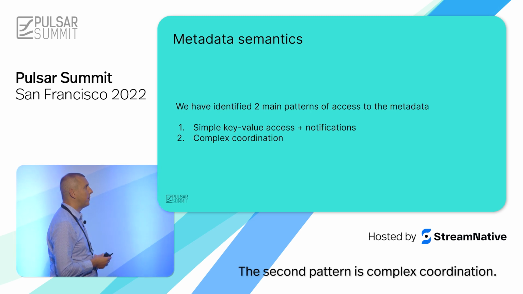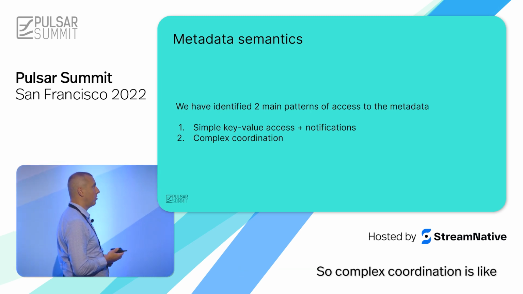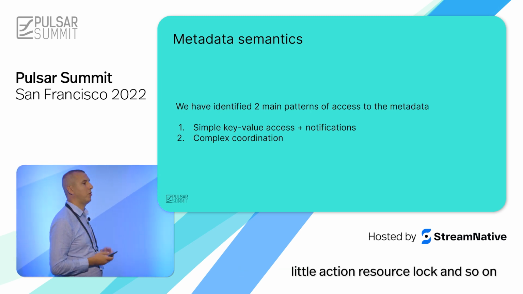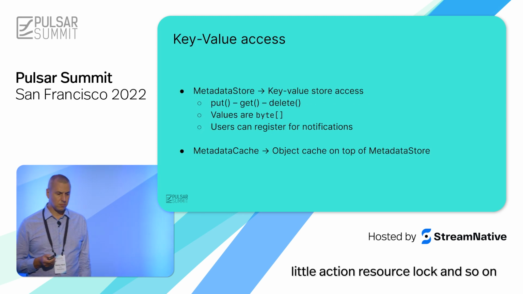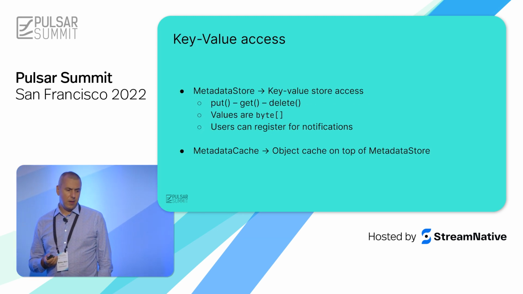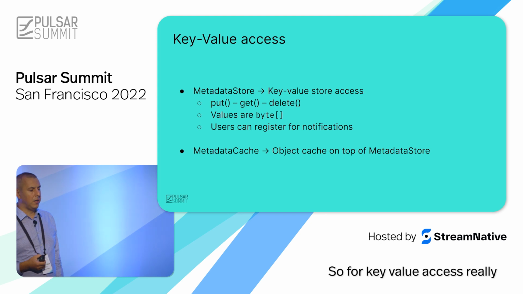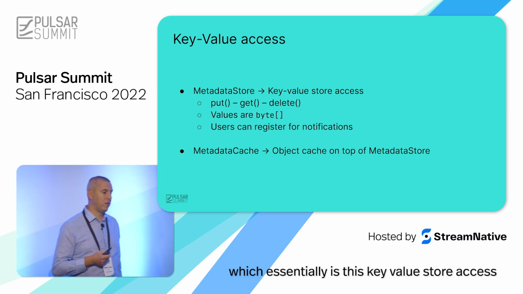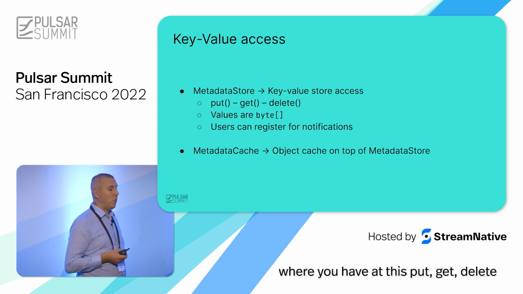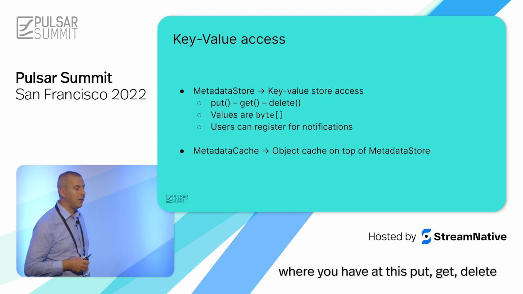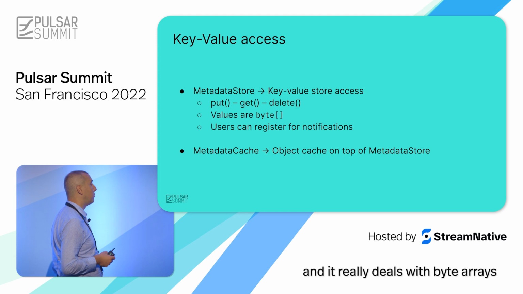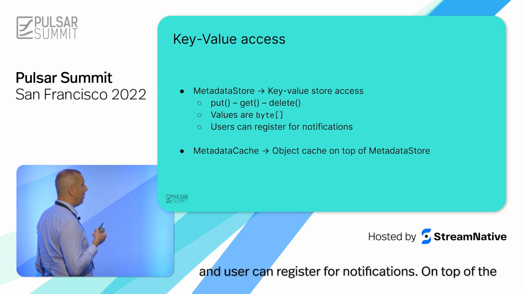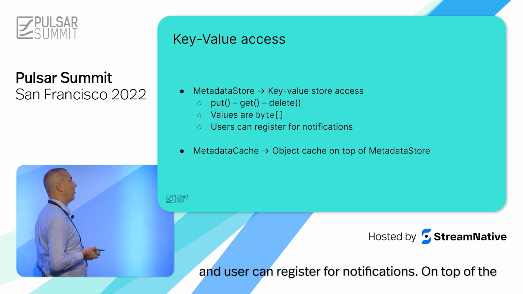The second pattern is complex coordination. Complex coordination is like leader election, resource locks, and so on. For key-value access, we have this metadata store API, which essentially is key-value store access, where you have put, get, and delete, and it really deals with byte arrays. And users can register for notifications.